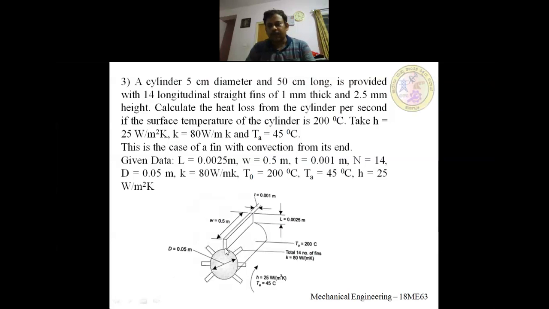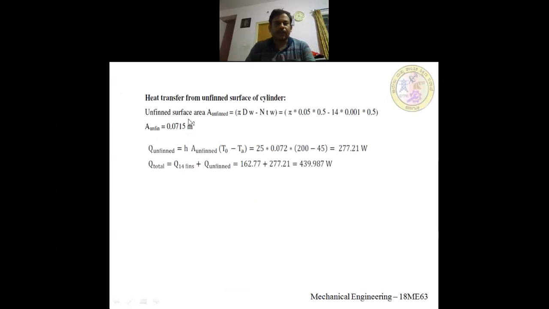The area of all the fins we are going to subtract. Then you are going to get the area of the unfinned surface. This is the unfinned, right? So that you are going to find. The area of a cylinder is pi d l.